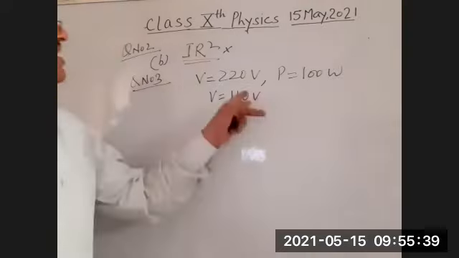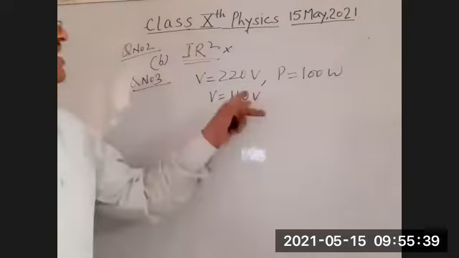We know that this is also a formula. Here power is given as 100 and V is given as 220 volt squared. From here we will calculate the value of R, students.